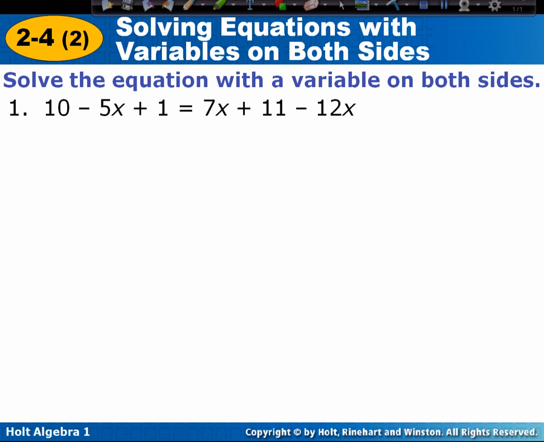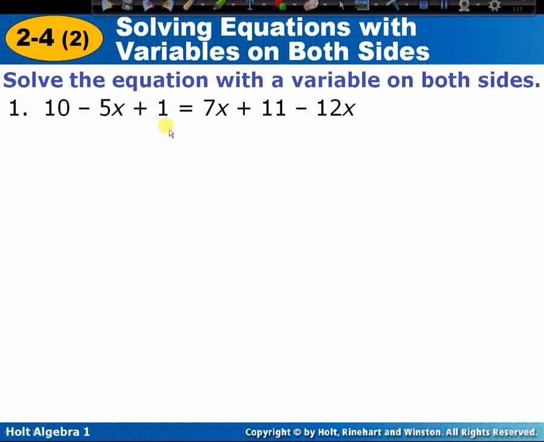This is our first example. You're going to go ahead and write this one down. So take a minute and go ahead and write it. 10 minus 5x plus 1 equals 7x plus 11 minus 12x. We're going to go through the 5 steps of solving an equation. The first one is, are there parentheses? And in this case, we don't have any parentheses.